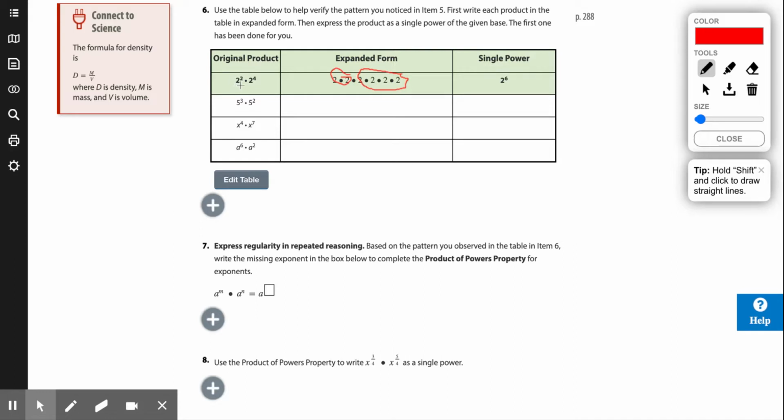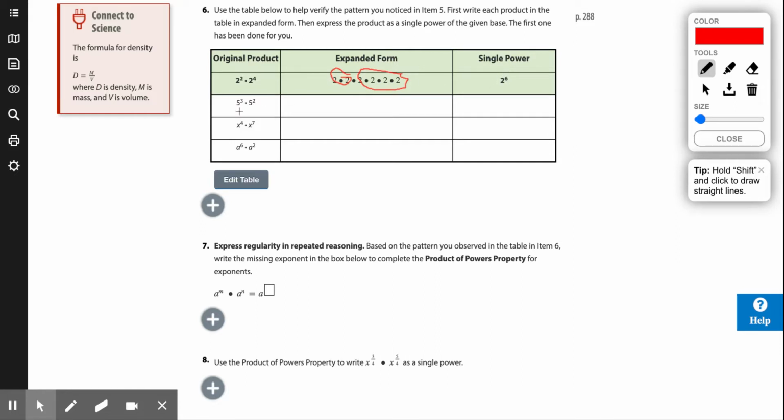Well, the key trick to this is that when you're multiplying exponents with the like base, the same base number, and remember, the base is the number underneath, the exponent is the little number at the top. When you're multiplying like bases, the trick is to add the exponents. 2 plus 4 is 6, and you keep the same base number.